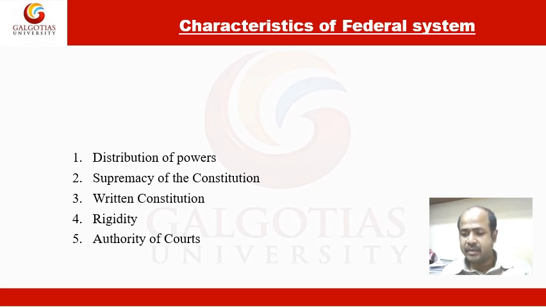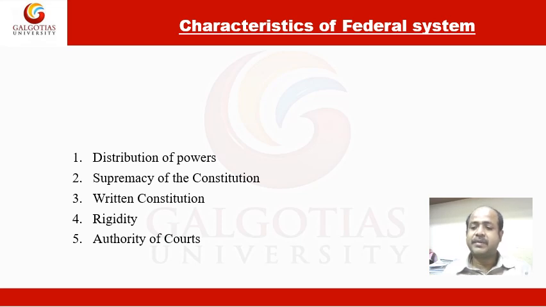What are those powers? We have already seen, from the French Revolution and Montesquieu's separation of powers, that there are three types of state powers. One is the legislative power, making the law. Second is the executive power, the execution of the law. And third is the judicial power, the interpretation of law. These three types of powers are distributed among the two sets of government. This is one of the characteristics of the federal system.